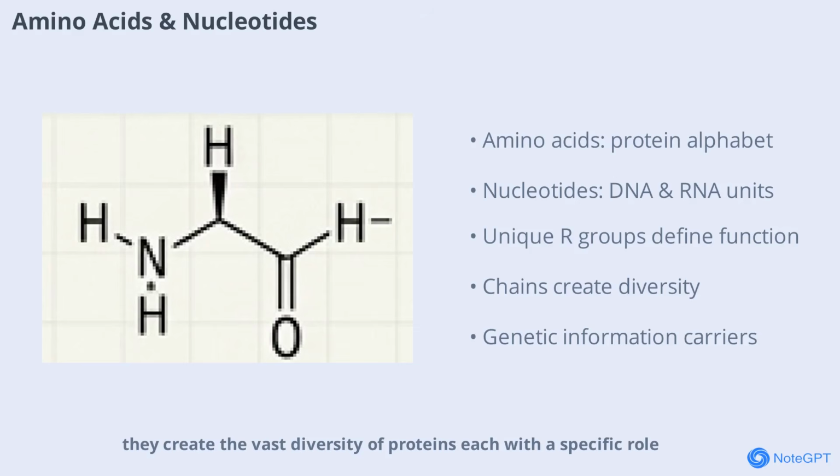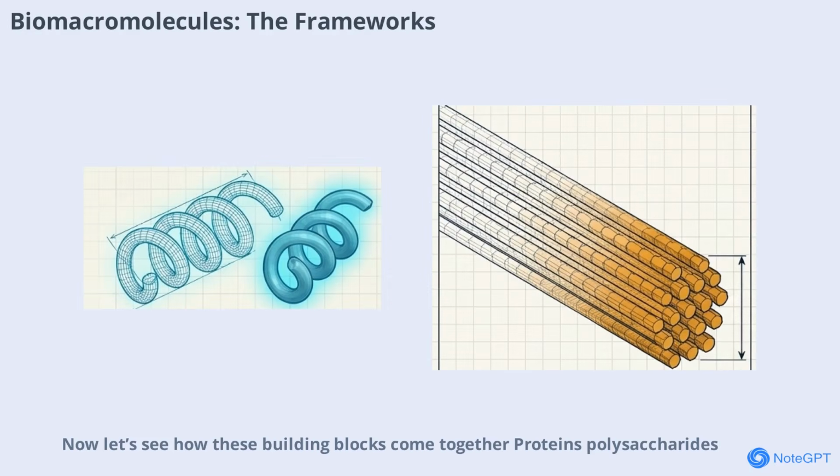Nucleotides, meanwhile, are the foundation of DNA and RNA. Each nucleotide consists of a base, a sugar, and a phosphate group. These molecules assemble into long chains, carrying genetic information and powering cellular processes. Together, amino acids and nucleotides are the essential units from which life's complex machinery is built. Now let's see how these building blocks come together.